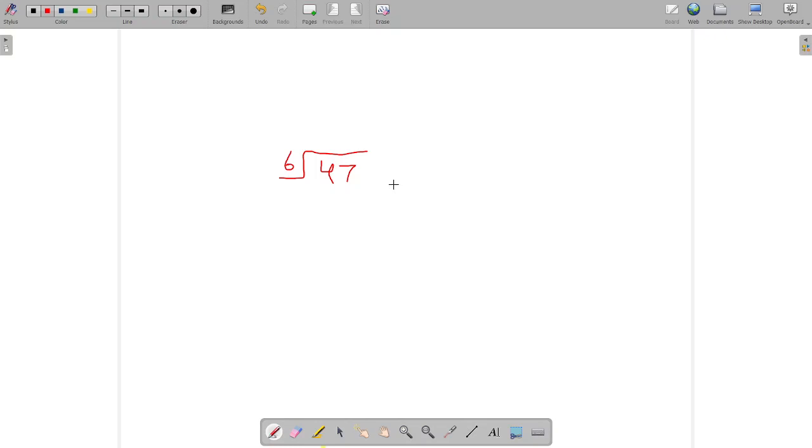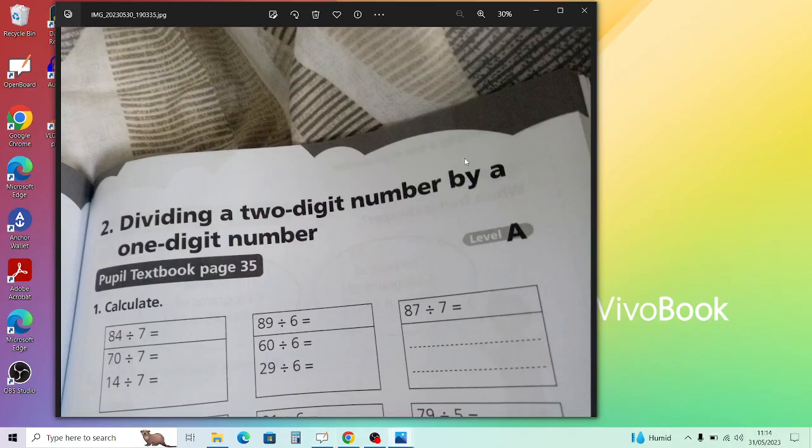Okay, so that's how we do the bus stop method, although for this one we didn't need to, because this is in the 6 times table. So we should know 6 times what number? We know 6 times 6 is 36, 6 times 7 is 42, so this would be 7, and the remainder would be 5. Okay, remainder 5. Fine.